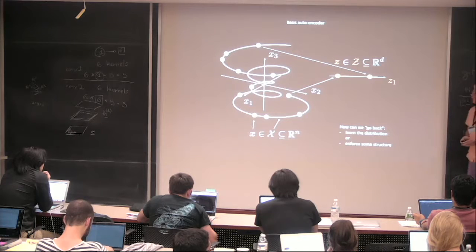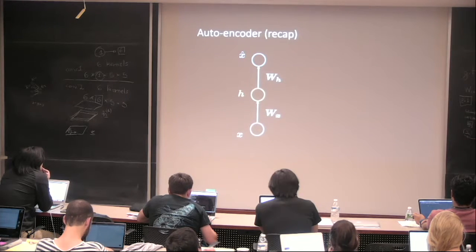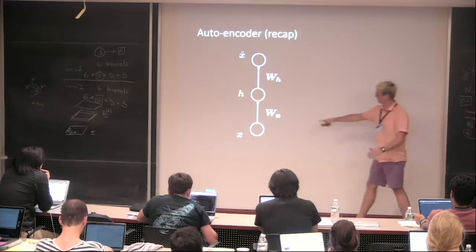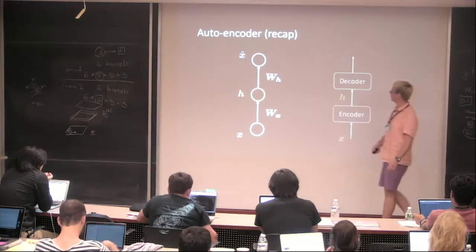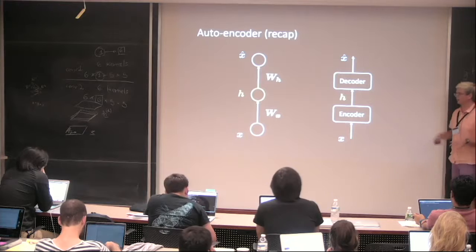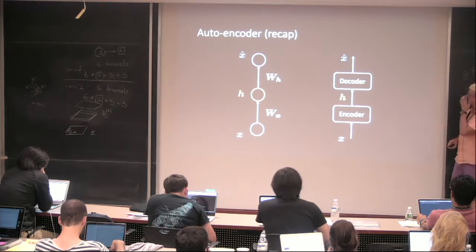Okay, all right, so I really have to rush now, sorry. So, autoencoder recap. We have the neurons, the affine transformation, and we can show those as blocks: encoder, decoder.